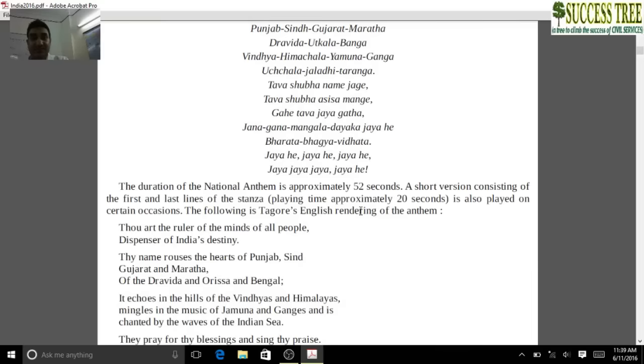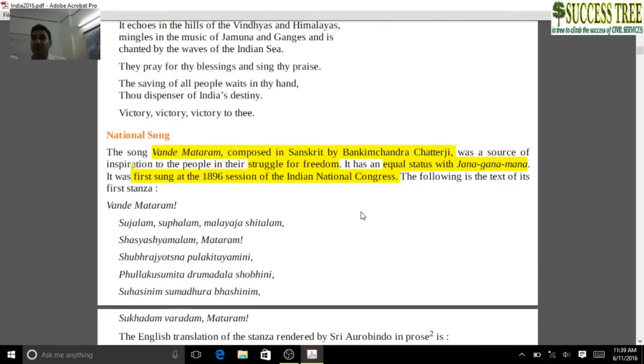Alright, then come to the next one, national song. National song Vande Mataram, composed in Sanskrit by Bankim Chandra Chatterjee. It was one of the sources of inspiration for people while fighting in the freedom struggle. Many times, when you read the books, people were shouting Vande Mataram. From this they were getting the inspiration. It was a source of inspiration for the people to fight against the Britishers.